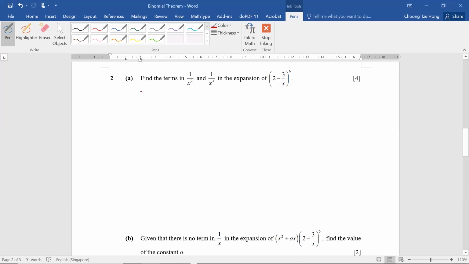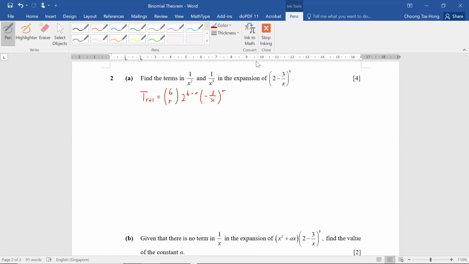So the general term will be T sub r plus 1. Over here n is 6, so 6 choose r, then 2 to the power of 6 minus r, then (minus 3 over x) to the power of r. If you look at this general term, ask yourself, if I want to get the x squared term, do I need to simplify this general term and then find the r? Or can I tell what is the value of r that I need straight away?